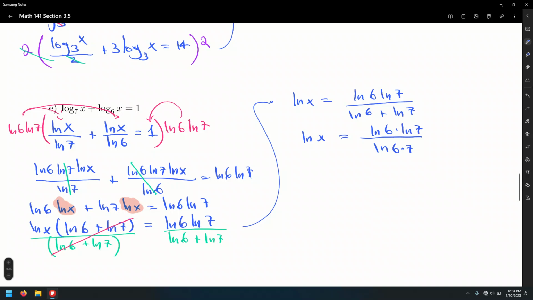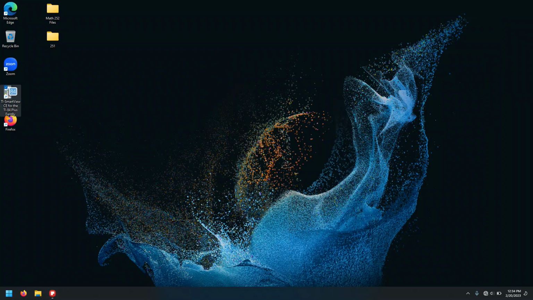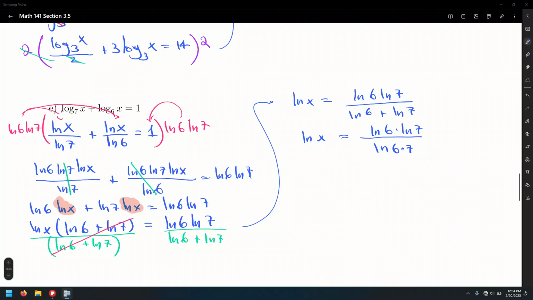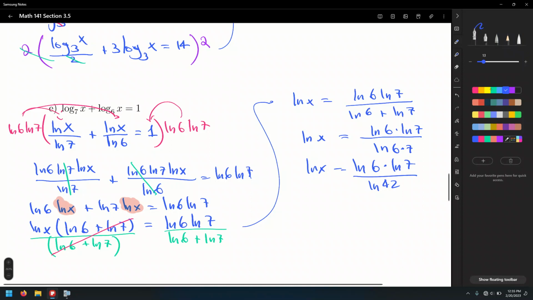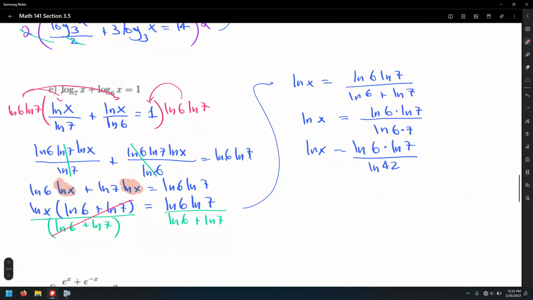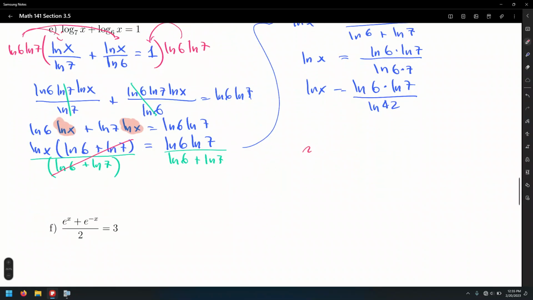Okay, how about we verify that using the calculator? Can we go back? In the end, this will be ln of 6 times ln of 7 divided by ln of 42. So let's see. Okay. Correct.